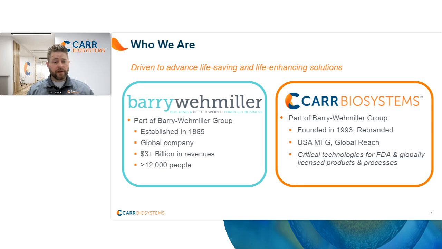Who we are as CARR Biosystems: we're driven to advance life-saving and life-enhancing solutions. We're part of a greater company called Berry Weimiller, which is over a $3 billion company in revenue, with over 12,000 people globally. CARR Biosystems was founded back in 1993, and while over the years we've rebranded, we've built a large global reach with a US manufacturing center. And critically, we have technologies that play essential roles across multiple FDA and globally licensed products and processes.